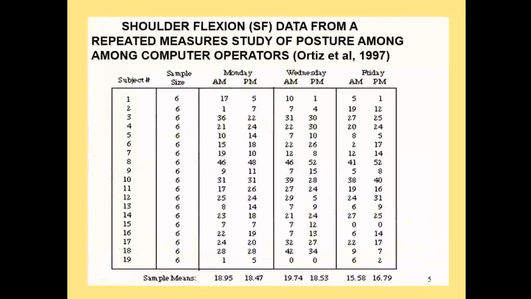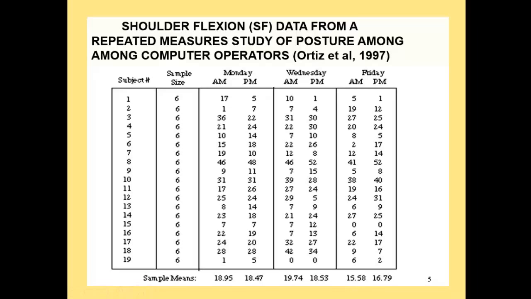So here's the data from that study. As we're trying to figure out, do we have an effect of day or an effect of time, we can start looking across the sample means here. And we definitely seem to see that Friday has lower shoulder flexion measurements, which are better than Monday or Wednesday. So people seem to maybe have better posture here on Friday, but we haven't done any sort of statistical test to mark out that comparison.